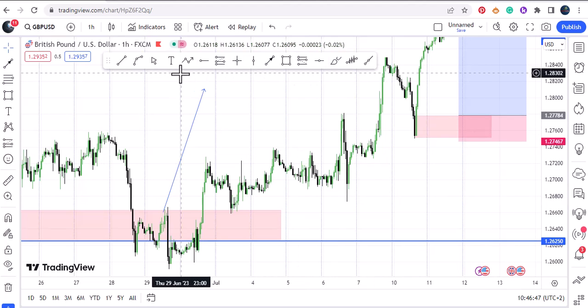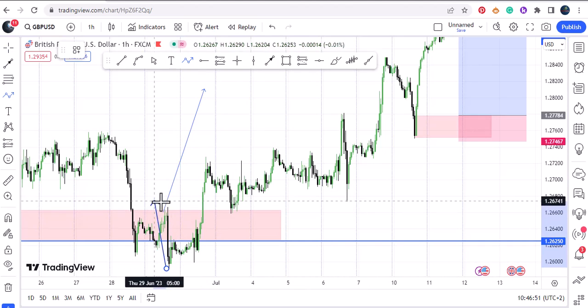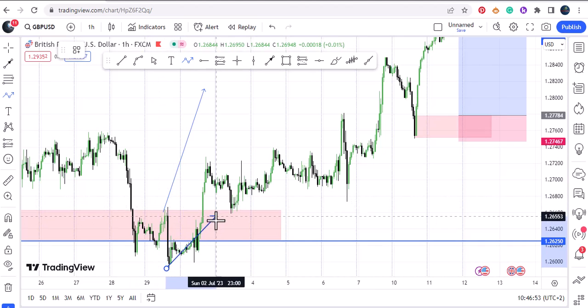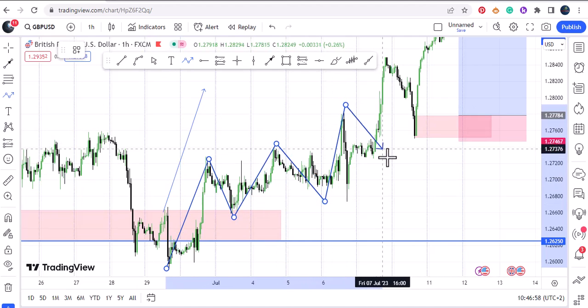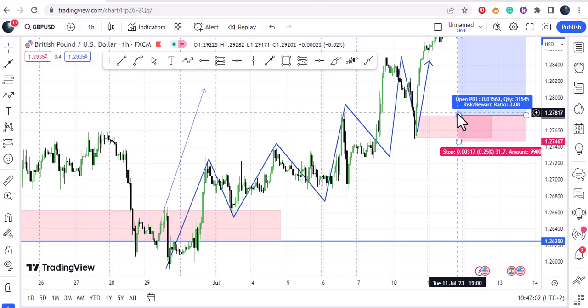So look at this. Number 1, what are we looking at? We're looking at market structure. Market structure has changed at this particular point when this high was taken out by this aggressive move. Then you see price moving down like this. This is how price is moving, right? So number 1, we have identified our market structure.